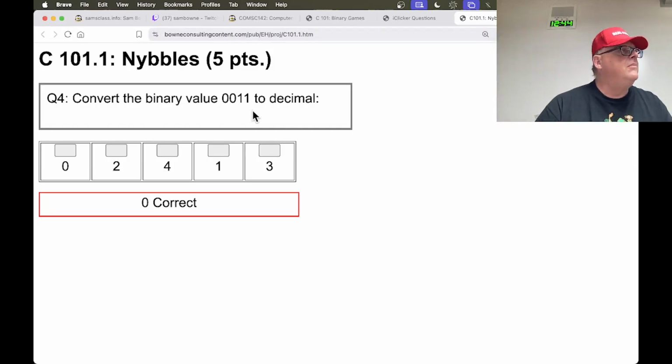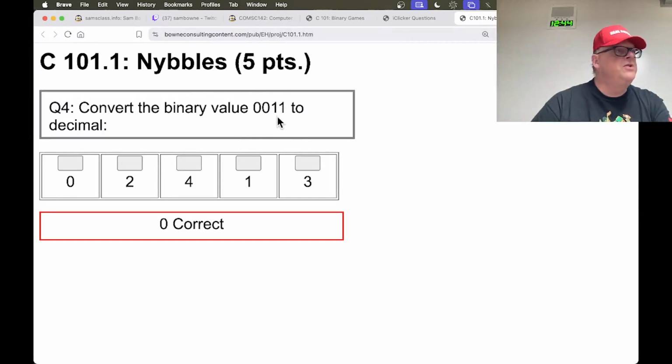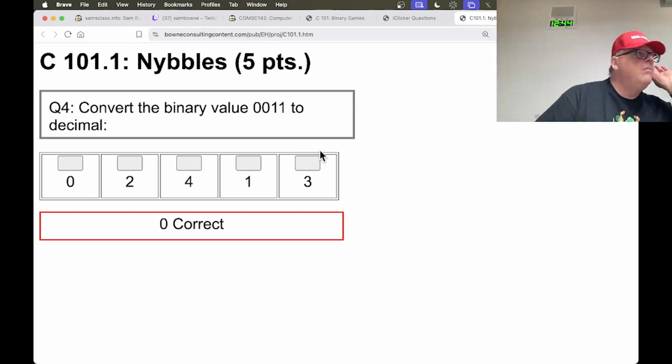So it starts from the left side also? Always from the right. The rightmost digit is the number of 1s, the next one is the number of 2s, this is the number of 4s, and that's the number of 8s. Yes, you get 3, exactly, because you have a 1 and you have a 2 and nothing else. So that's 3. So decimal always comes from the right side? Always from the right, yep, exactly.